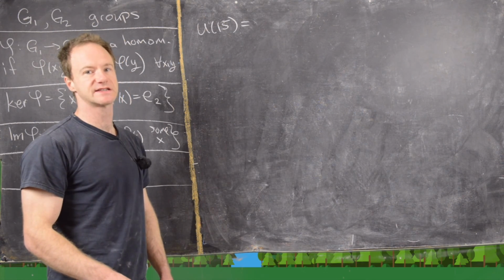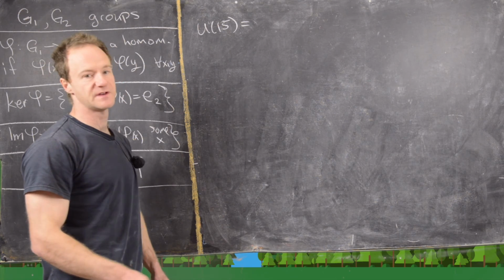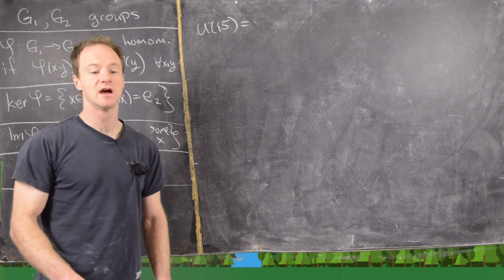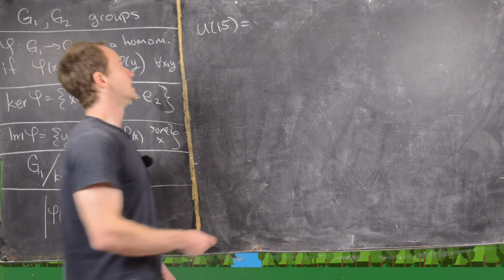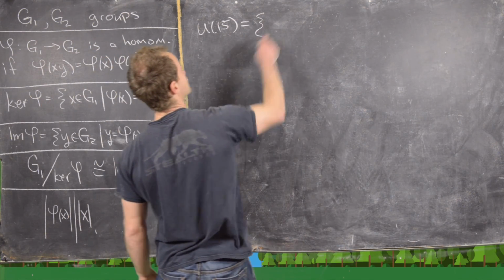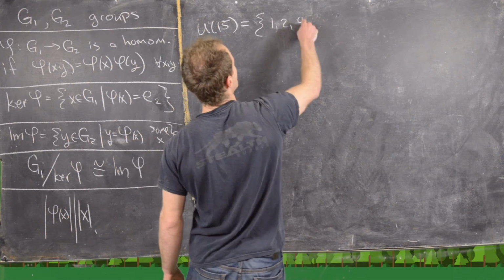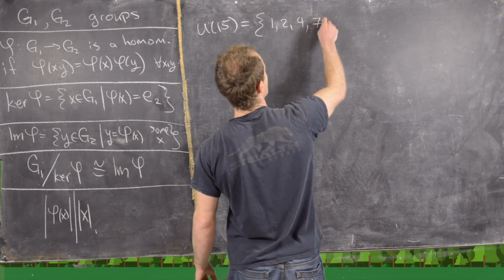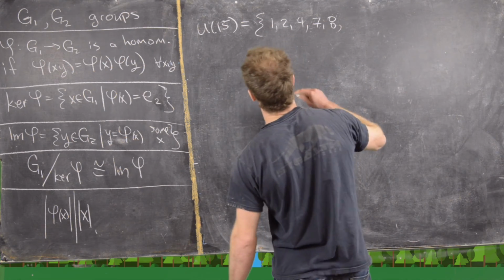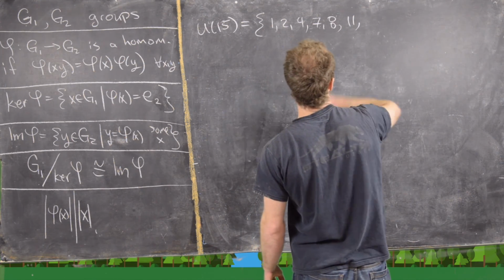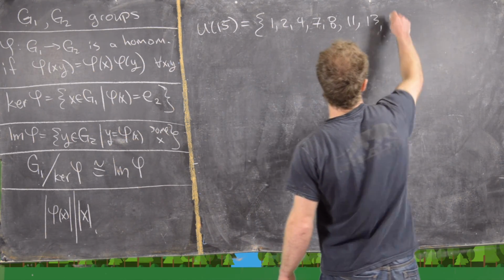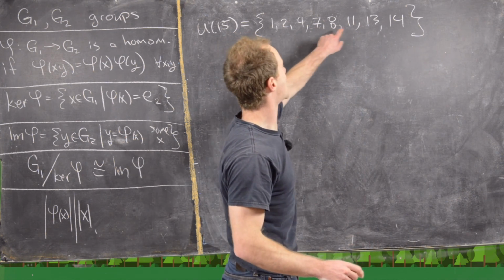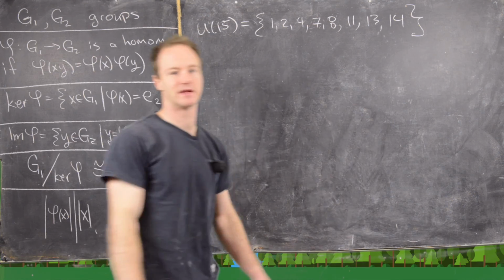Okay, so for our next example, we're going to look at the group U15. In other words, everything relatively prime to 15 with operation multiplication mod 15. So notice here we get 1, 2, 4. We can't have 5 or 6. We get 7 and 8. We can't have 9 or 10. We get 11, no 12. We get 13 and 14. So notice there are 1, 2, 3, 4, 5, 6, 7, 8 elements.